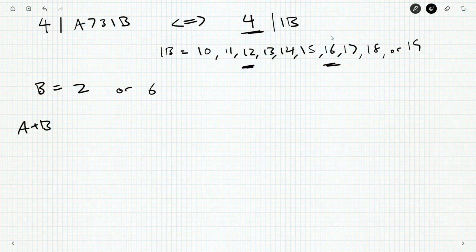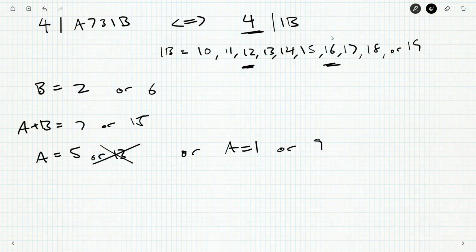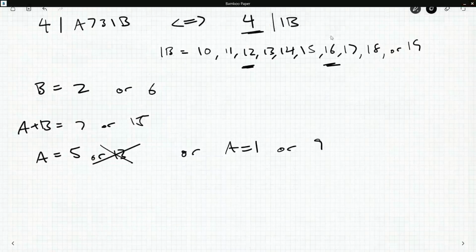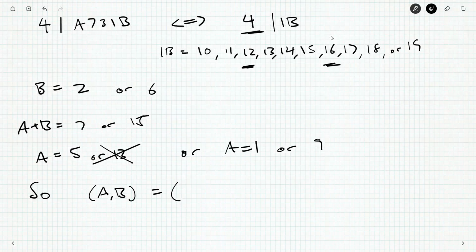So if A plus B is 7 or 15 and B is 2 or 6, A is either 5 or 13, or, using B as 6 now, A is 1 or 9. Okay, so A cannot be 13. That's not a single digit. But how did they want us to write this? Pairs A comma B. So AB could be 5 and 2, or 1 and 6, or 9 and 6.